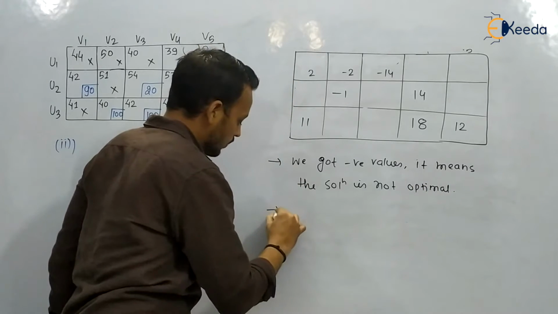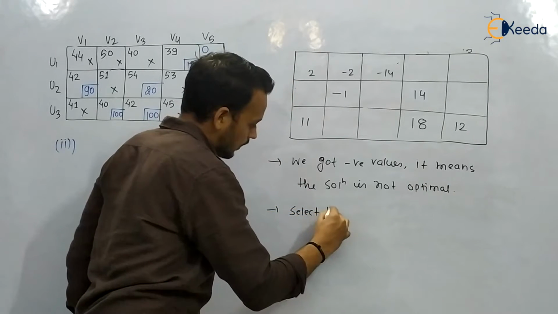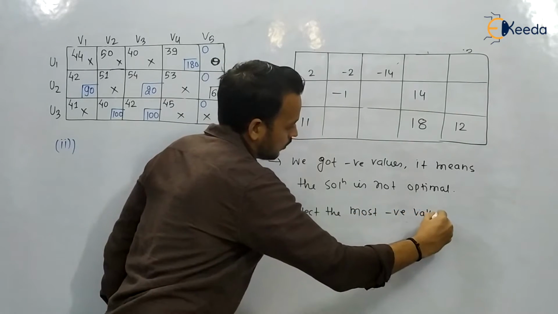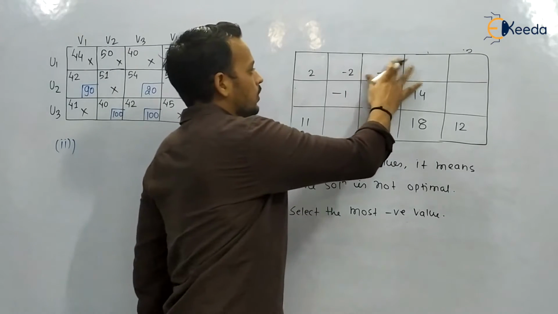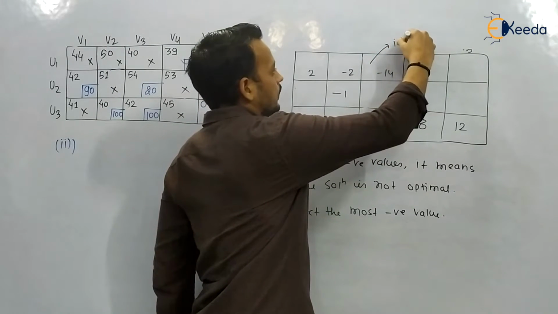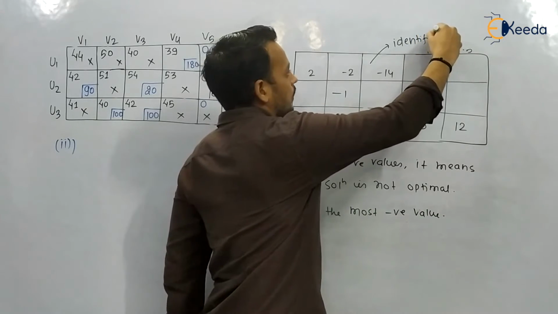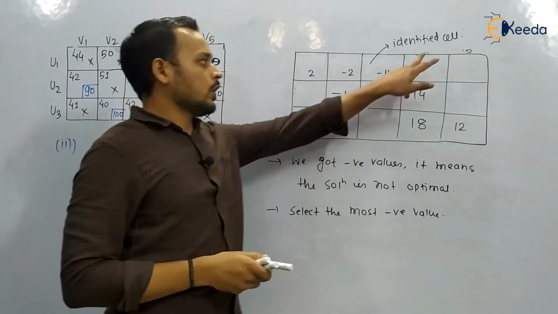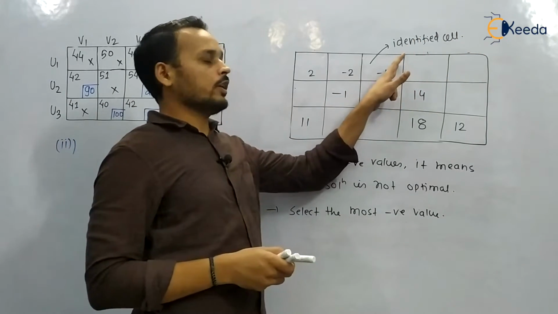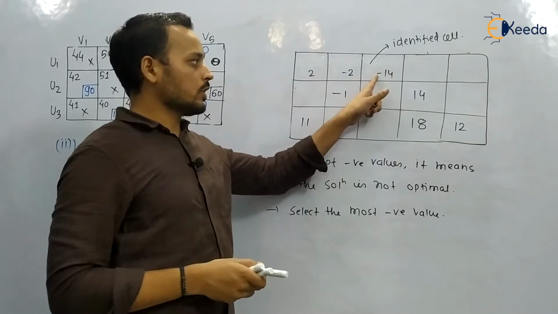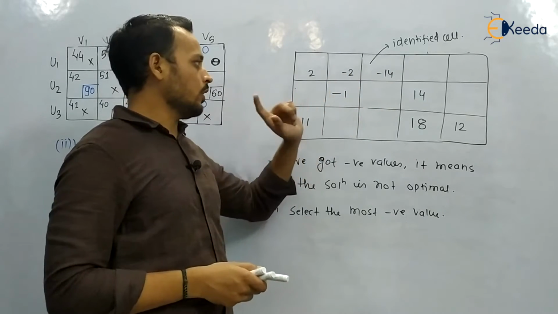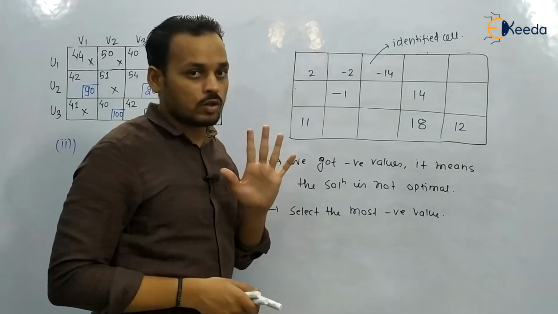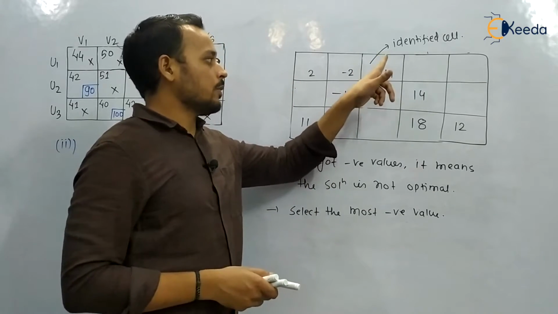Okay, so select the most negative value. The most negative is minus 14, so this is our identified cell. So what you have to do? You have to allocate some items here. This is -2, this is -1, and this is -14. So we have selected this -14 because it is the most negative one. Now we will allocate some items here.